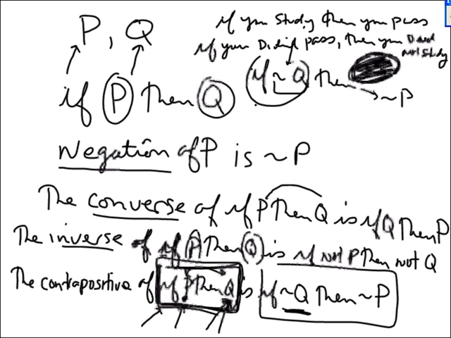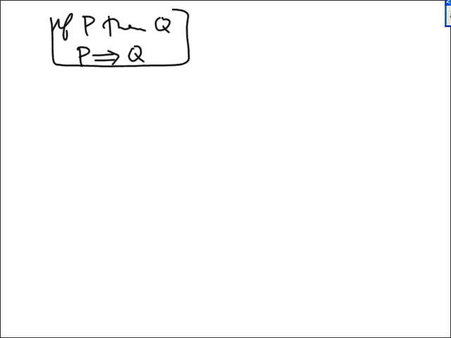The contrapositive of if P then Q is if not Q then not P. And those are the same statements. It's just another way of saying the exact same thing. Now, just a little notation. If P, then Q, you can also write this as P implies Q.